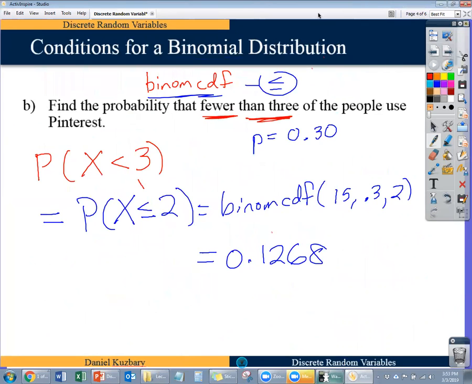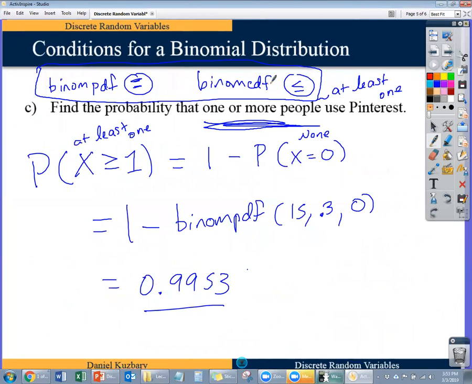So like I said, with any of these problems, you can use either one or both of these to solve any binomial problem. You can take my word on that one.